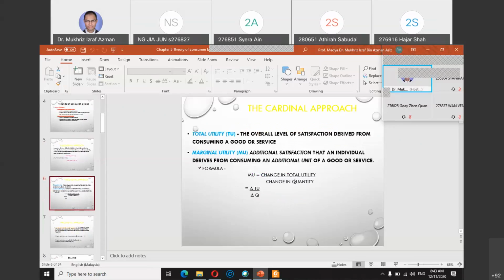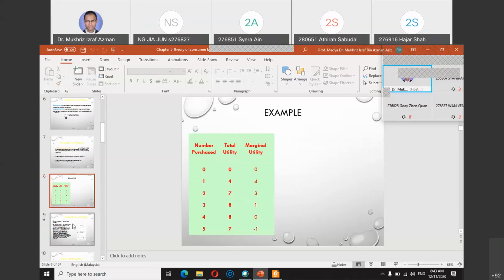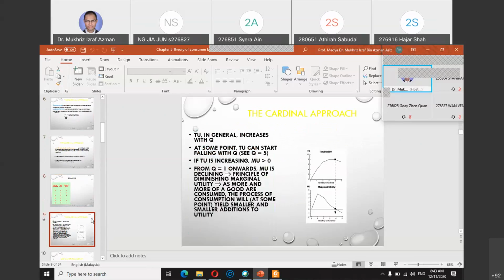So how do you calculate MU? It's basically just the change in total utility over the change in quantity. We also looked at the concept of diminishing marginal utility. As you consume more and more of the same product, your MU will start to decrease, but your TU will continue to increase until it reaches the maximum point, and after that it will start to decline. The point where your TU is maximum is when your MU equals 0.